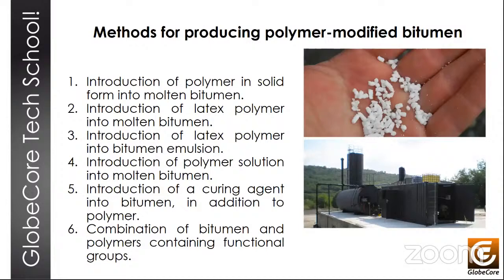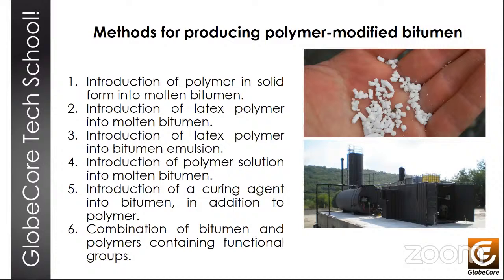Right. So now that we've talked about how good bitumen is when modified with polymer, let's talk about how to get it. There are methods for the preparation of polymer modified bitumen. And these methods, as a rule, require an increased process temperature, something in the range of 150 to 200 degrees, and also intensive mixing of the ingredients.